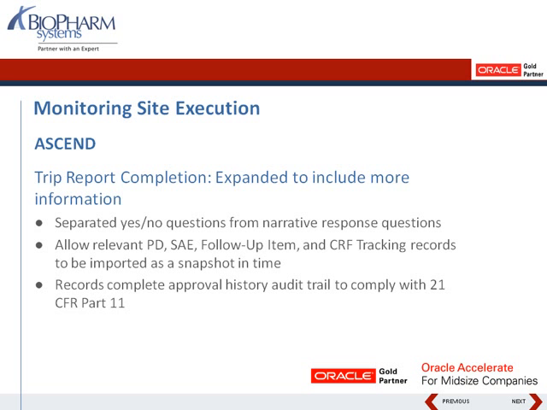Additionally, the Ascend trip report includes a section that automatically records and displays the approval history of the trip report. So this approval history is basically an audit trail of the trip report that addresses the requirements laid out in 21 CFR Part 11 for electronic approvals and signatures.